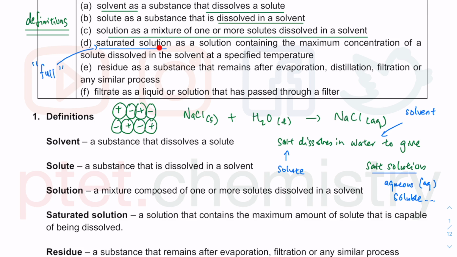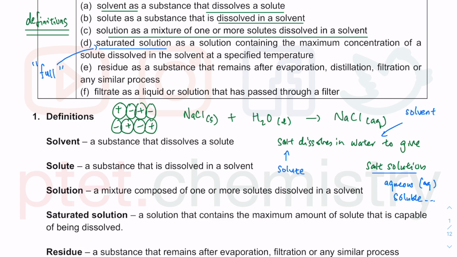So, saturated solution: we're trying to dissolve something, the solute, in the solution. It's the maximum concentration of a solute, because it's the maximum amount of solute that can dissolve in the solvent at a particular temperature. When you make a syrup solution, there's a certain amount of sugar you can dissolve in the water to give you the sugar solution, which is the syrup. However, when you heat it up, then more and more of the sugar can dissolve.